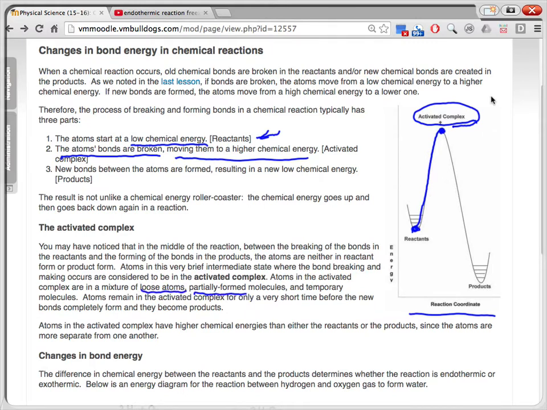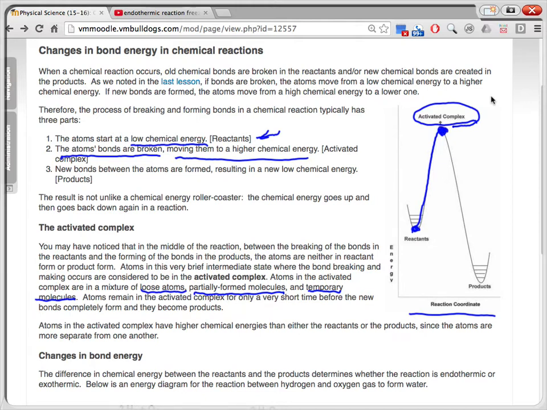It's partially formed molecules. The molecules are in the process of being taken apart, their bonds are being broken, or new molecules are in the process of being formed, so they're not fully formed yet. You may even have some temporary molecules that form briefly, where atoms bond together, then break apart again. But basically it's a mixture of partially broken apart molecules that you have here. And that's the point where you're going to reach the highest chemical energy.